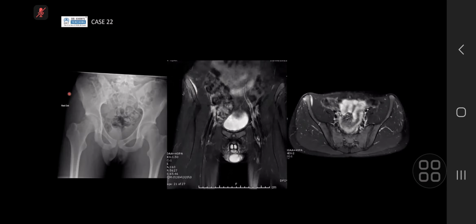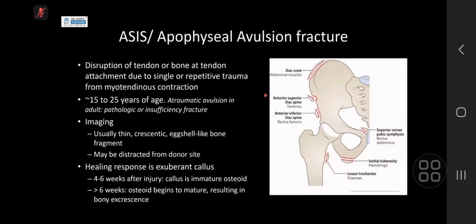But then seeing the X-ray is very reassuring, and of course seeing the axial showing that cortical disruption. So that's your cortex and it's kind of fallen off, with hematoma and callus formation and healing. So it can be due to a single or repetitive trauma, a disruption of the tendon or bone. Often it's 15 to 25 years of age, a sports person. But in an adult, if you get an avulsion fracture, often in the lesser trochanter, you're thinking of something like a pathologic or insufficiency fracture. So I think that's the key thing here.